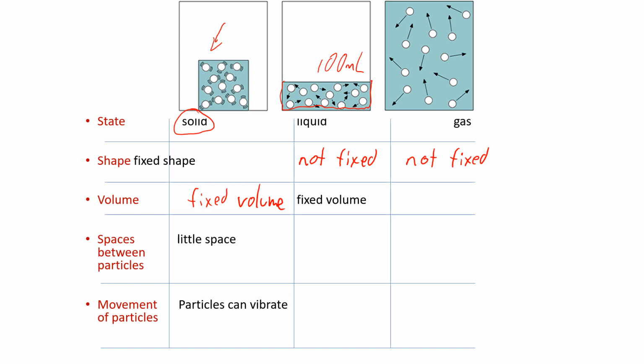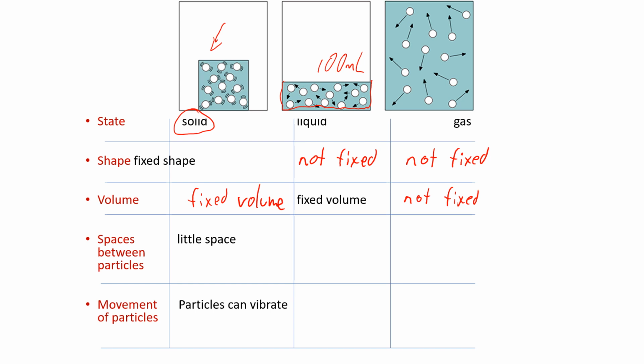Now for gases, they're not fixed. If you placed it and you compressed the gas in a tank, it'll occupy a smaller volume. If you release that gas into a larger area, it'll occupy that larger area. So it doesn't have a fixed volume.